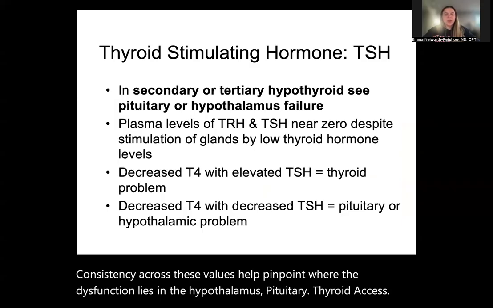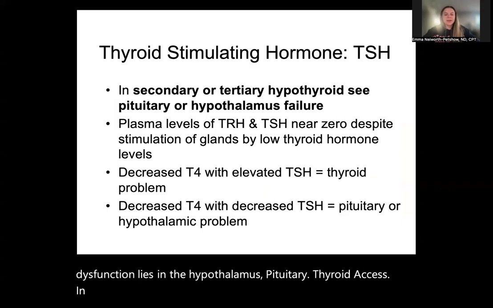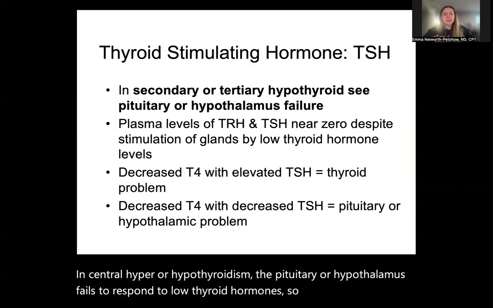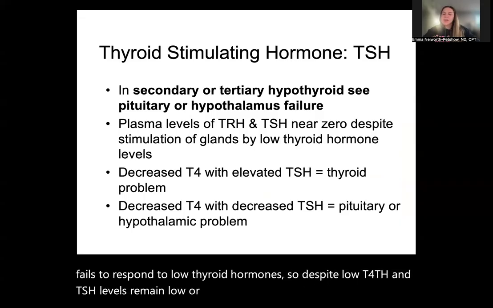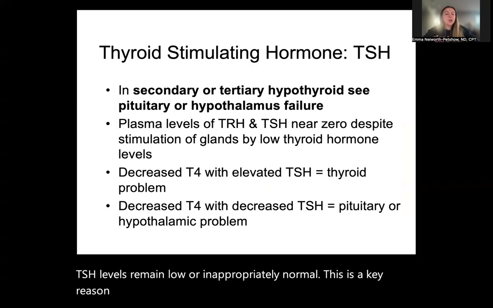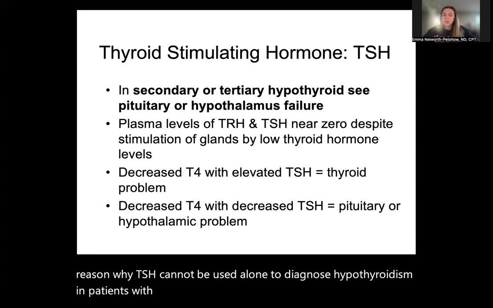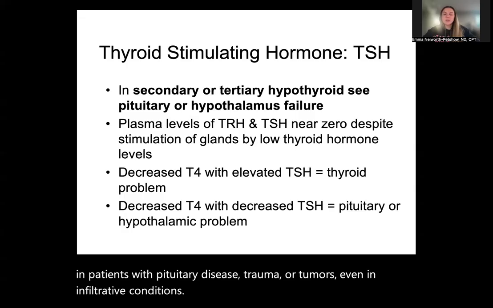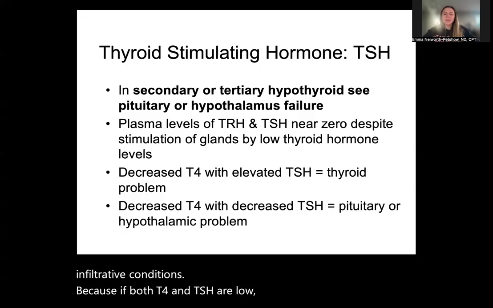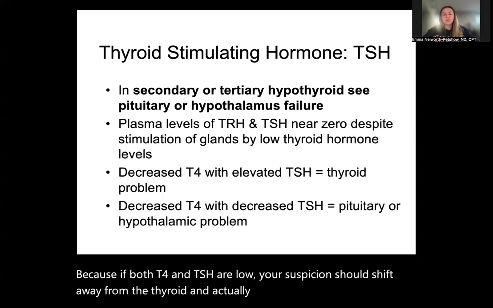In central hyperthyroidism or hypothyroidism, the pituitary or hypothalamus fails to respond to low thyroid hormone. So despite low T4, TRH and TSH levels remain low or inappropriately normal. This is a key reason why TSH cannot be used alone to diagnose hypothyroidism in patients with pituitary disease, trauma, or tumors, even in infiltrative conditions. Because if both T4 and TSH are low, your suspicion should shift away from the thyroid and actually move upward towards central regulatory organs.